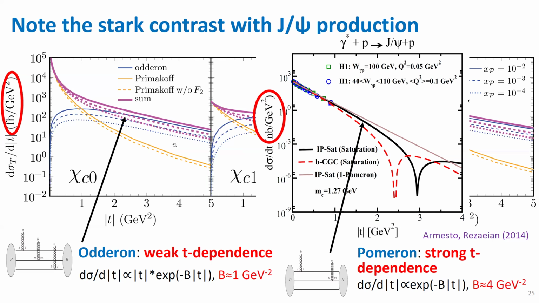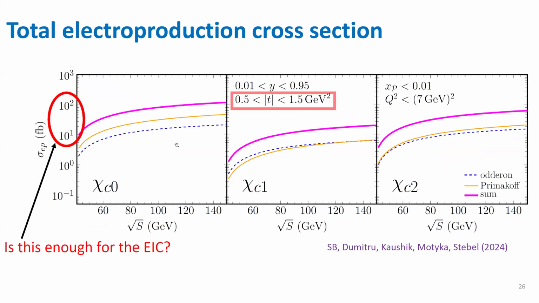Cross-section. So this is an interesting point to contrast these two processes. But let's move to the main point, or one of the main points, which is to see whether this process would be feasible to be measured at the EIC.